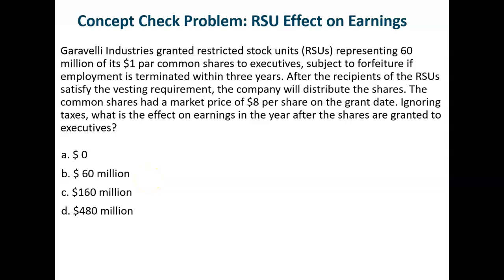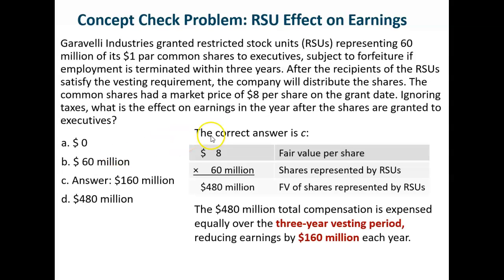Again, please pause the video, prepare your calculations, and choose your answer. Then start the video again to check your work. The correct answer is C. There were 60 million shares in the grant times $8 fair value per share equals $480 million of total compensation divided by the 3 years in the vesting period equals $160 million of compensation expense per year.